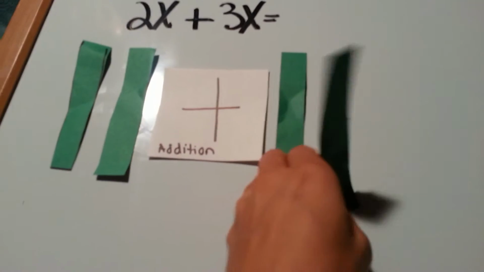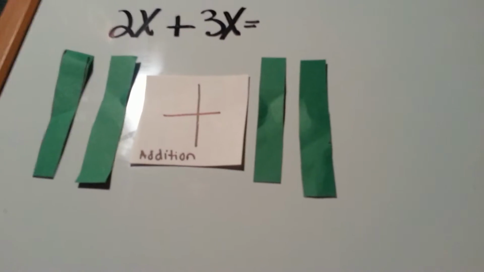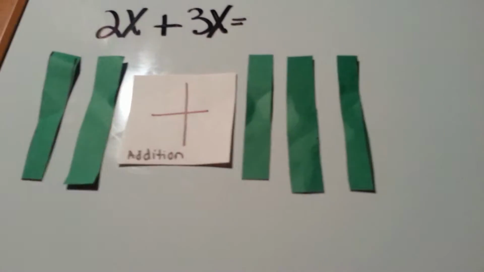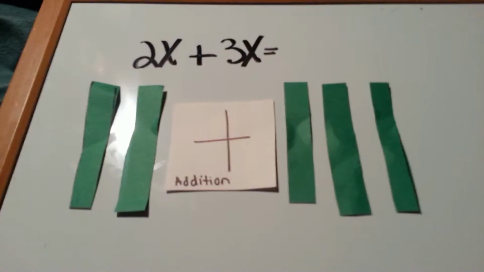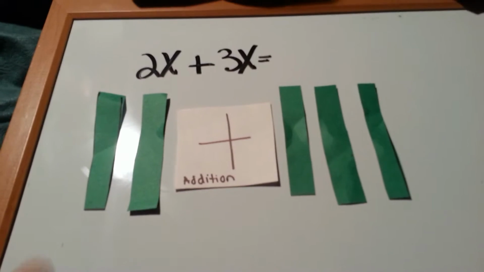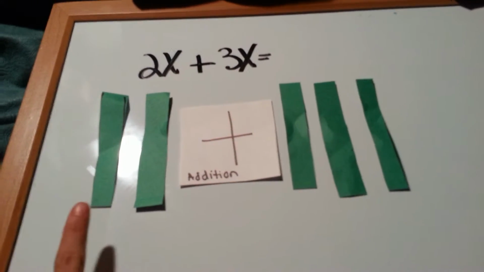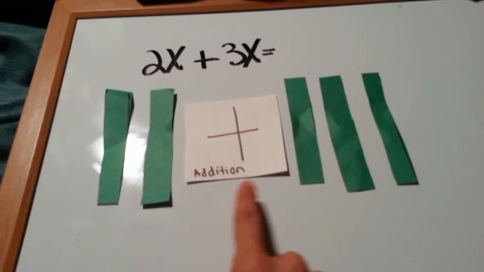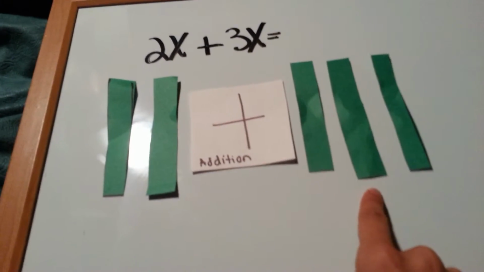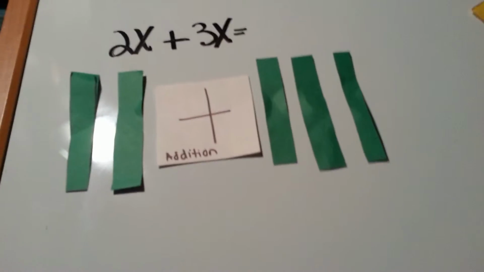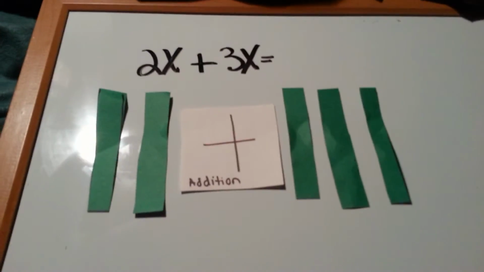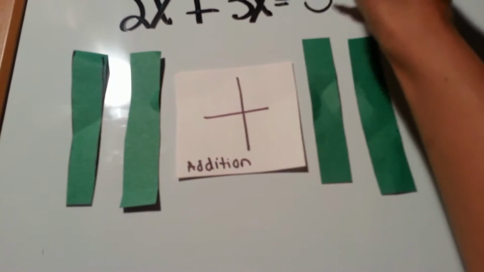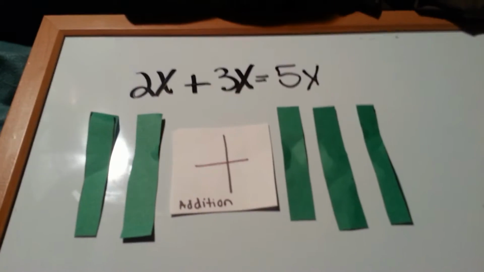1, 2, 3. And now all we need to do, since we're adding, is count these tiles up and we'll have our answer. So we've got 1x, 2x, plus 3 x's. So 3x, 4x, and 5x. So this problem, 2x plus 3x, is going to give us 5 x's. And that's your answer. Okay.